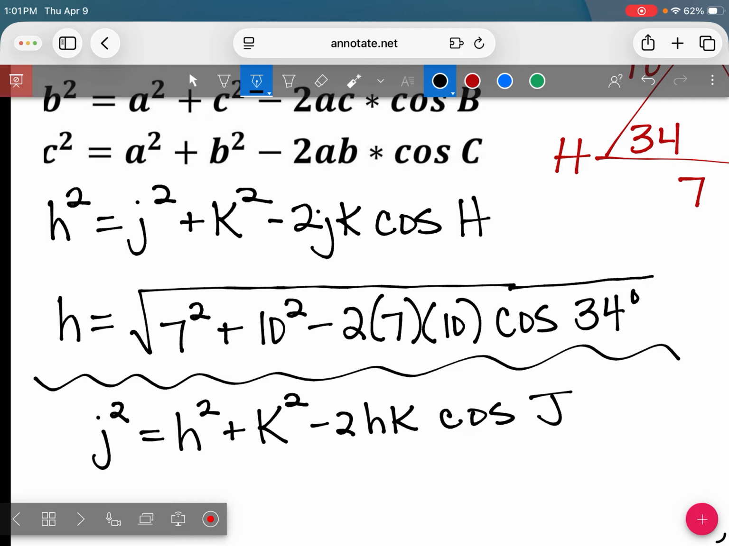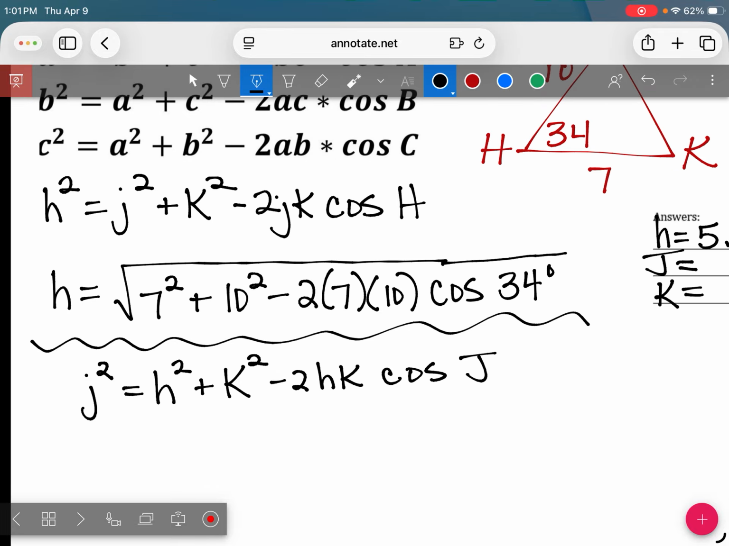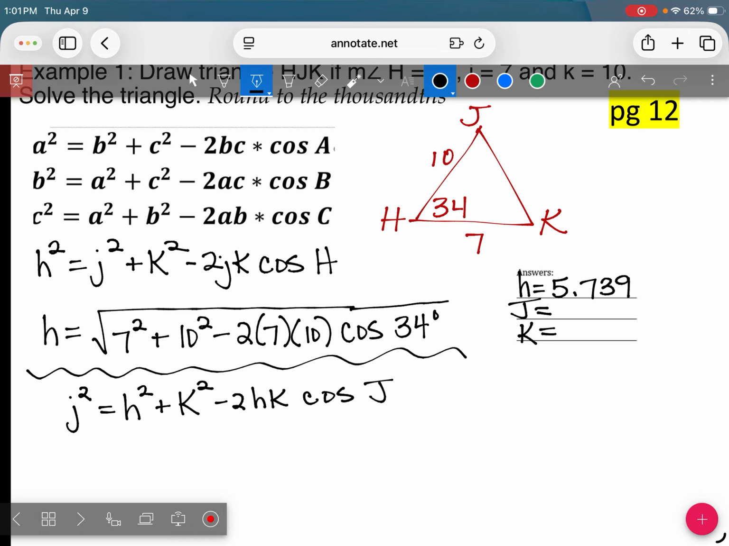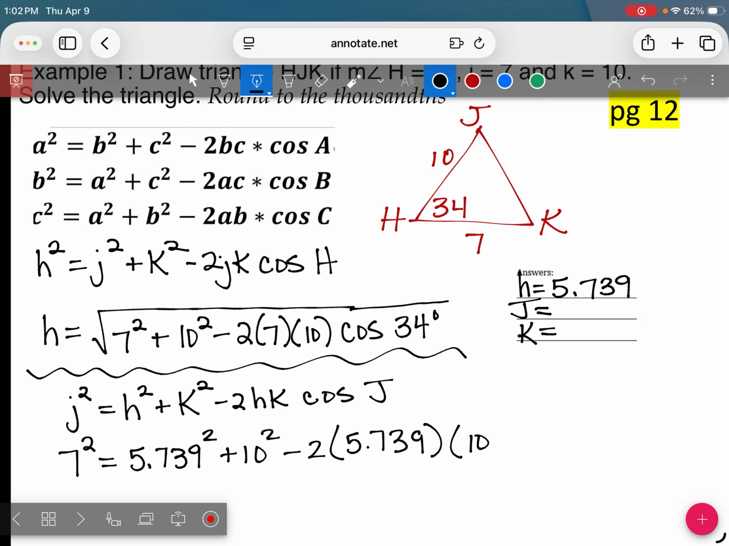Now, unfortunately, when we're using the law of cosines to find an angle, we have to solve it like an equation. So let's go ahead and do that. Let's start by substituting in our values. So little j squared, what was little j? 7 is going to equal h squared, which we just found, plus k squared, minus 2 times those two sides, and you end with the cosine of big J.